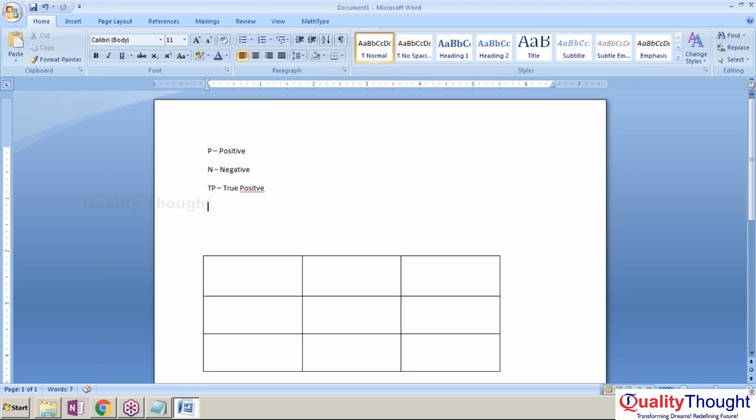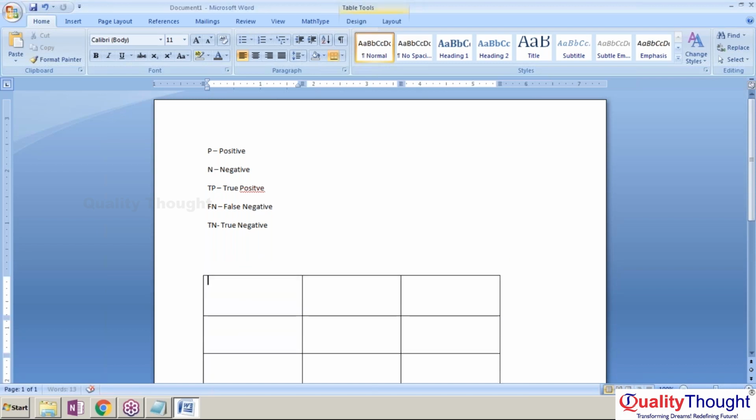True positive. And then, what do you mean by FN? False negative. Okay. TN, true negative. FP, false positive. Okay. So now, before I talk about something related to this, we should know all this kind of stuff. Okay.